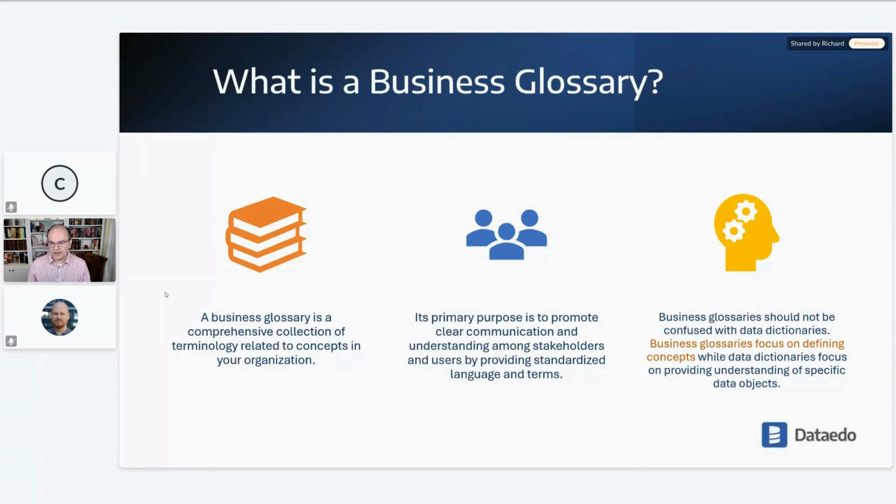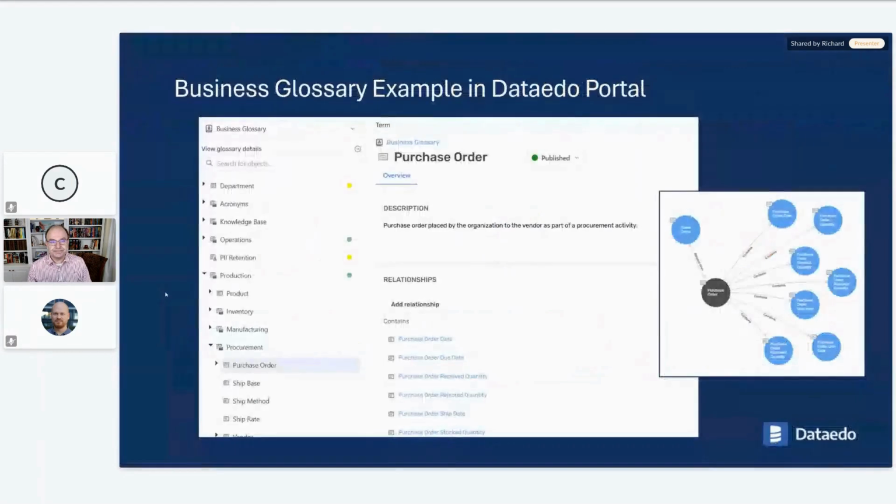Now, I did put over here on the left a warning that dictionaries and glossaries are not the same thing. The business glossary focuses on concepts and their definitions, and dictionaries focus on the descriptions of physical data assets. And I'm going to keep coming back to this idea because it's very important as we go through this session.